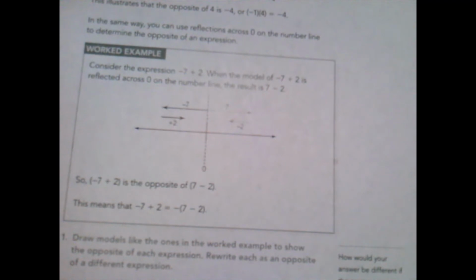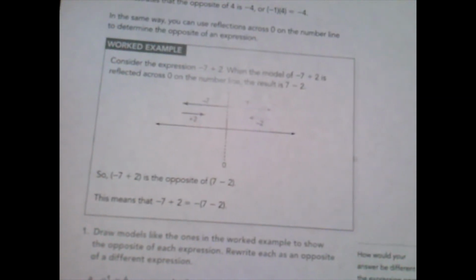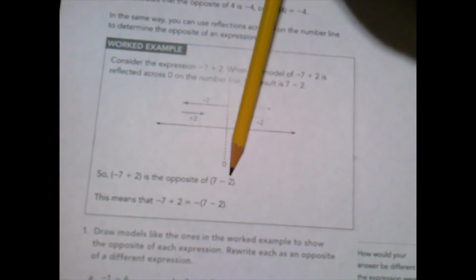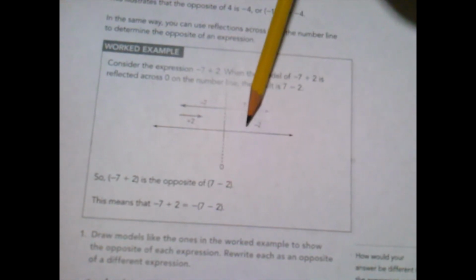Okay, now let's look at this. If we have negative 7 plus 2, if we factor out a negative 1 out of negative 7, we have a positive 7. And when we factor out a negative 1 out of a positive 2, we have a negative 2. Okay? So negative 7 plus 2 is the opposite of 7 minus 2. Let's look back up here. So negative 7 plus 2 gives us a negative 5. Well, this right here, we have 7 minus 2. The opposite of 7 minus 2, well, 7 minus 2 is 5, and the opposite of 5 is negative 5.